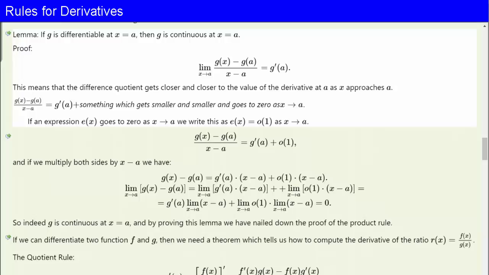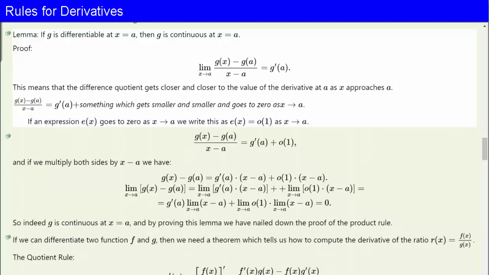The proof goes like this. We are given that the limit of the difference quotient exists. So the limit as x goes to a of g of x minus g of a over x minus a is the number g prime at a. This means that that difference quotient gets closer and closer to the value of the derivative at a as x approaches a. We can write this as follows.